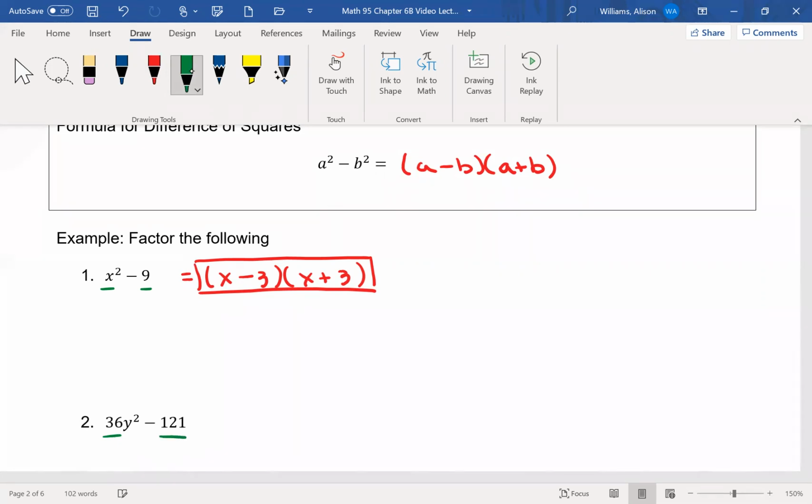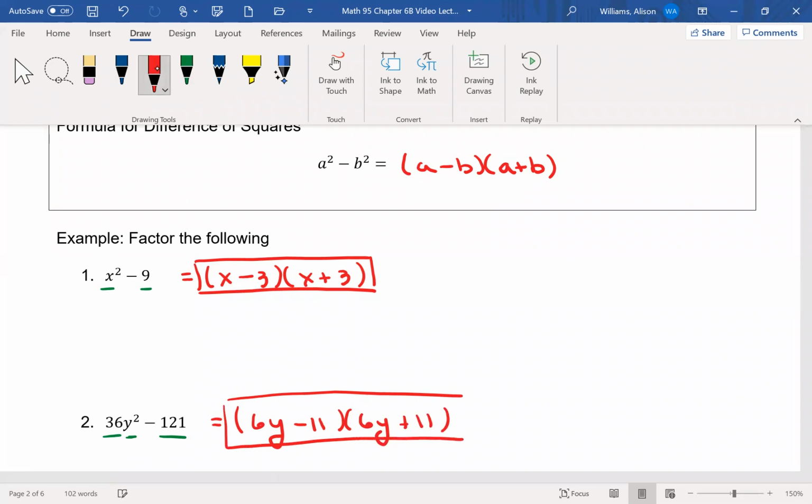121, that's actually 11 squared. So this is going to factor into, oh, and I'm sorry, I noticed I also have a y and it's squared. Okay, so everything really is a perfect square here. So this is going to factor into 6y minus 11, 6y plus 11. And that's it. That's the answer.